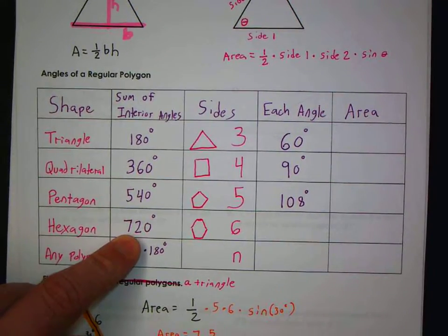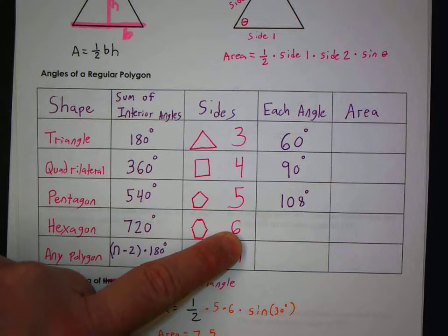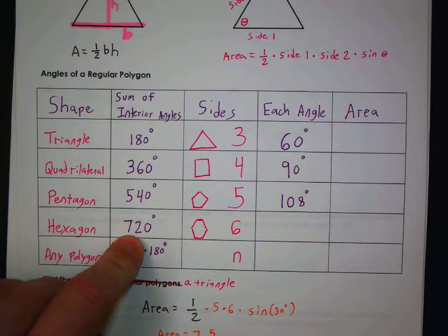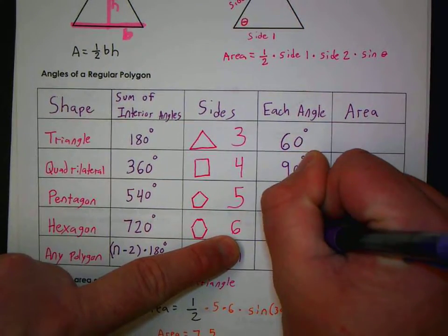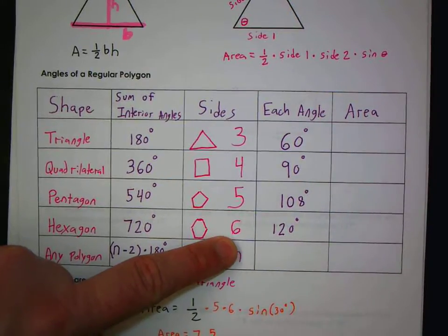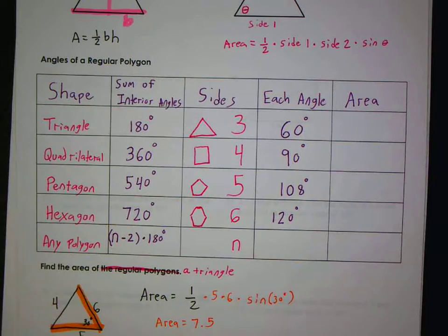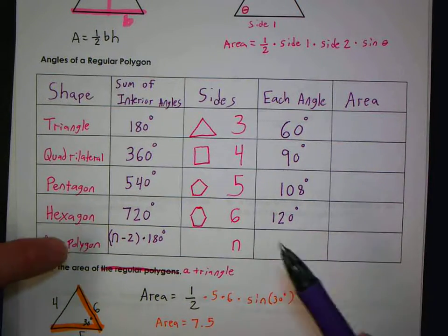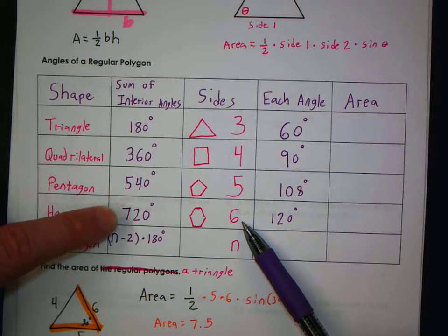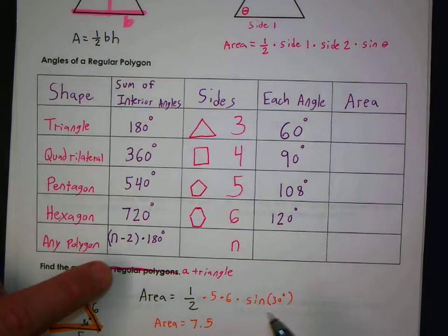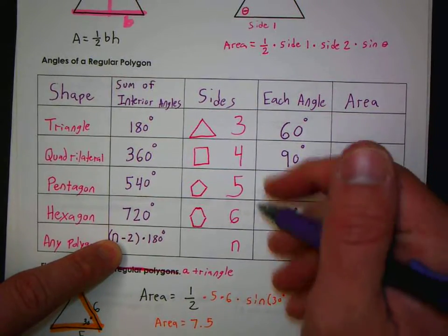You take 720 degrees and you split it among the 6 sides that are the same, meaning the 6 angles are the same. 720 divided by 6 is 120. Now the formula is you take this divided by this, right? 720 divided by 6. So you're going to take n minus 2 times 180 divided by n.